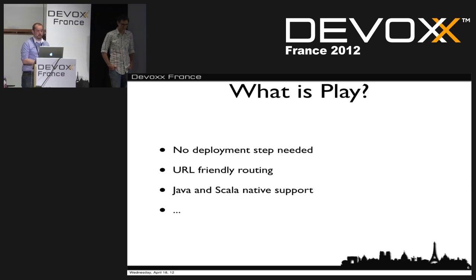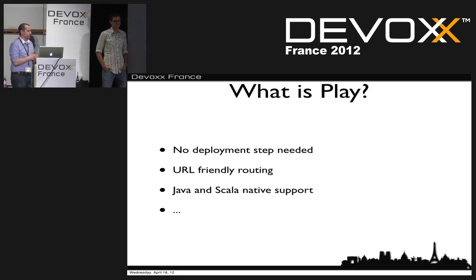So what is Play also? Yeah, one important feature is you don't need a deployment step. Everything is automatically recompiled. When you hit your browser refresh button, you see the result immediately. It has a URL-friendly routing file, so you can declare your URL and say this maps to this controller, which is kind of hard to do in the classical servlet using the servlet API.